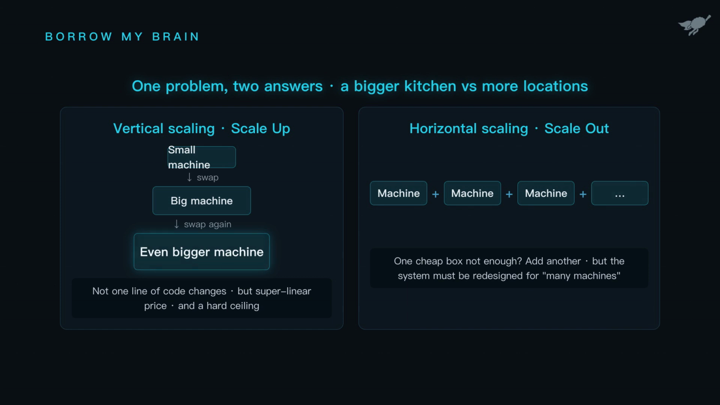Vertical's charm is that it's painless. Not one line of code changes. Swap the machine today, and it's live tomorrow. The downsides come in a pair. Price grows super linearly. 2 times the performance often costs 4 times the price. And there's a ceiling. A single machine 100 times bigger simply does not exist. Horizontal's charm is that in theory, there's no ceiling. The downside is, your system has to be redesigned for many machines. That's a tax, and we'll go deep on it later.